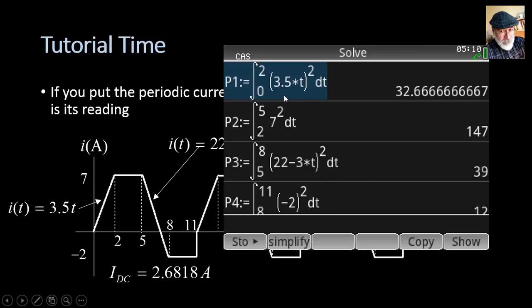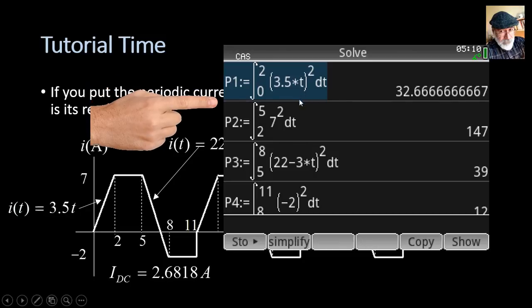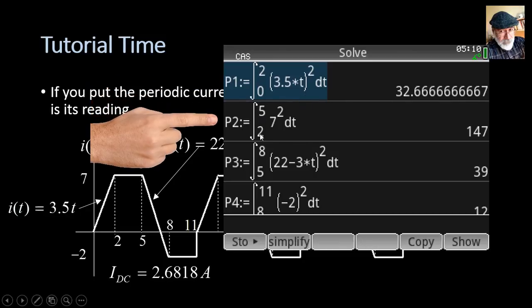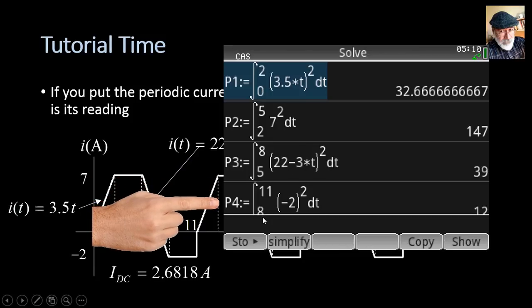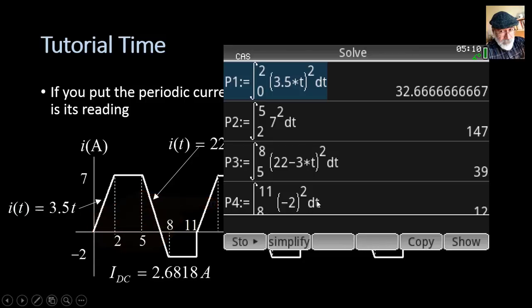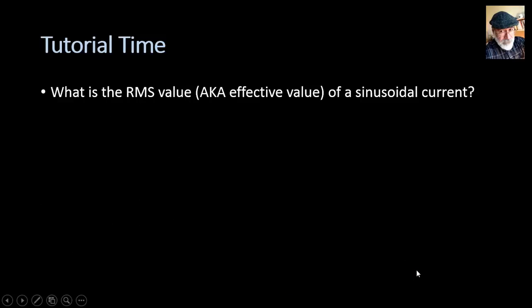We find the integral of the square of the current between 0 and 2. Integrate from 0 to 2, the square of 3.5t. And then the second segment is integrate from 2 to 5, 7 squared. And the third one, integrate between 5 and 8, 22 minus 3t squared. And the last one, integrate from 8 to 11, negative 2 squared. We add all four, divide by 11, and take the square root. And we get the RMS value of the curve, 4.6 amperes. That is the effective value of the curve. That is the RMS value of that current.